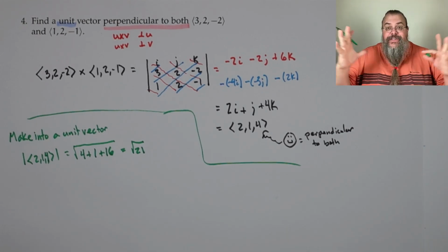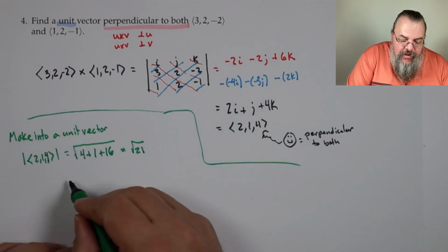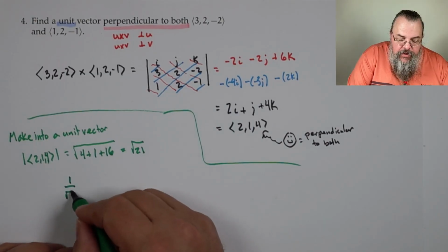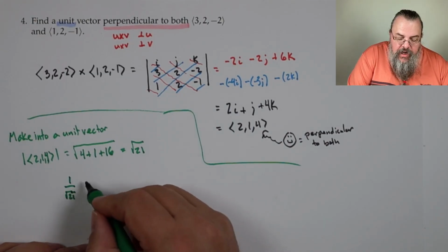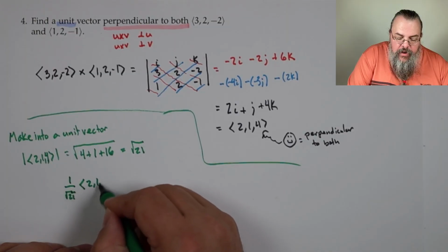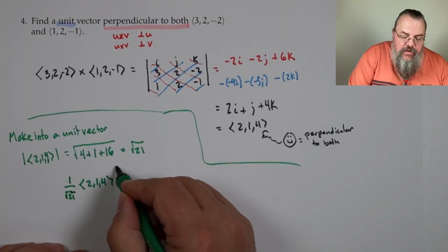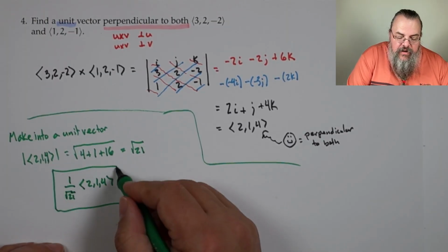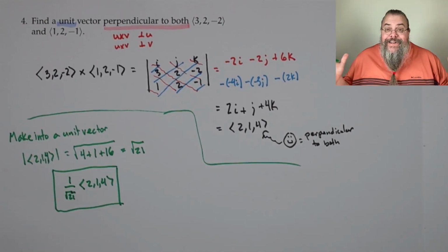So now we scale down. So we say, okay, take 1 over the square root of 21 times the vector 2, 1, 4. And so that is the answer. And there we go. We're done.